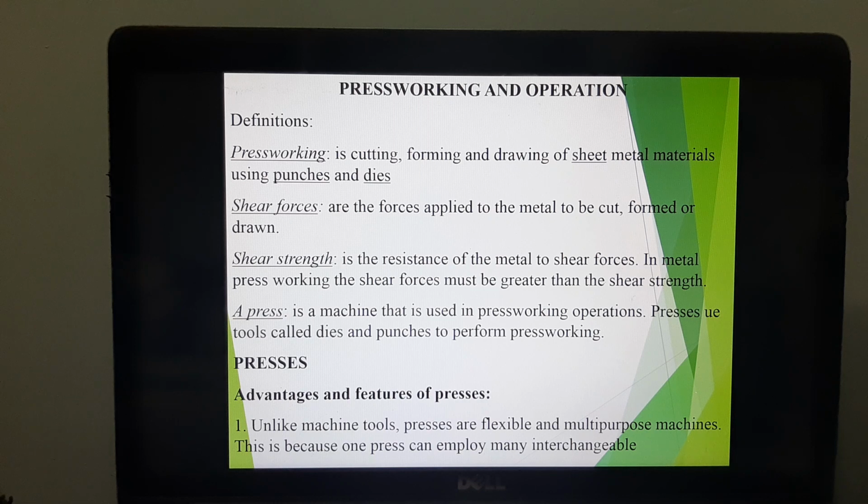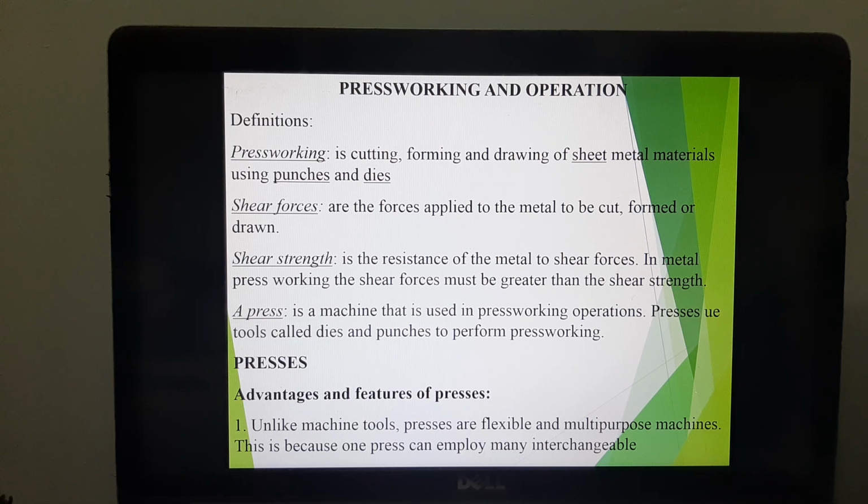Yeah, so what are the advantages and the features of a press? Unlike machine tools, presses are flexible and multi-purpose machines, meaning that the press can be designed to fit in the mold for different types of operations. If you want to do blanking, you can change your mold accordingly. If you want to do bending, if you want to do drawing, you can interchange the mold accordingly.